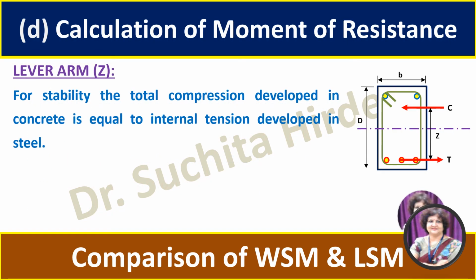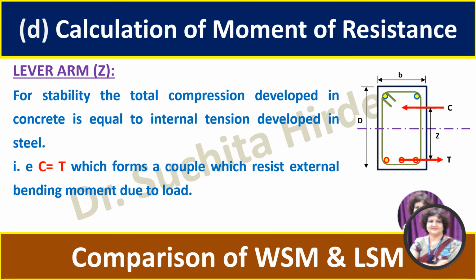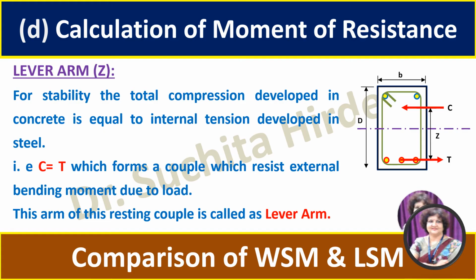The second term which we use in calculation of moment of resistance is lever arm, which is denoted by Z. For stability, the total compression developed in concrete is equal to the internal tension developed in steel, that is C equal to T. As I told you, this forms a couple which resists the external bending moment due to load, and therefore while designing the structure we always equate moment of resistance to the external bending moment due to load. The arm of this resisting couple is called the lever arm.